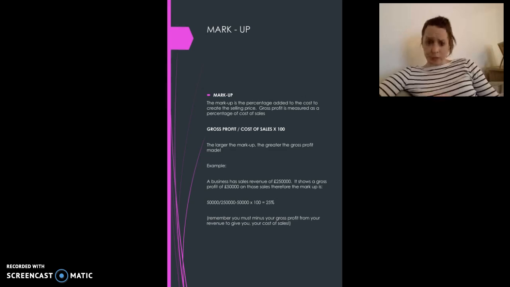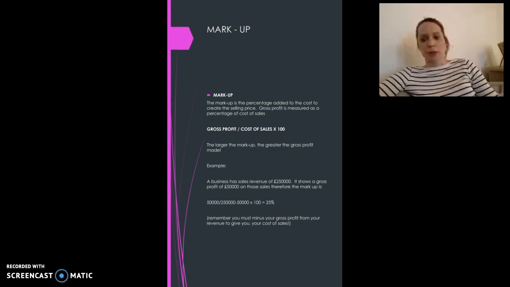So if we have a look at the example at the bottom, if your business has sales revenue of 250,000, of course we expect them all to have that, and it's got a gross profit of £50,000, and you multiply that by 100, your markup is 25%. So anything that you're creating or producing, you're actually adding an additional 25% to the selling cost of that, and that is called your markup.